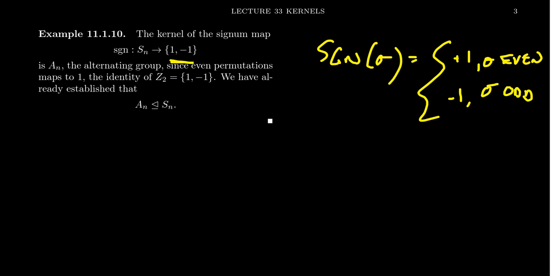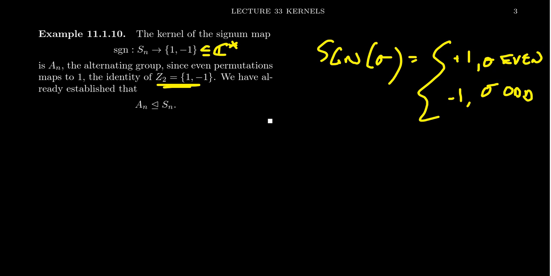And so remember this group, 1 and negative 1. This is just the group of second roots of unity inside of the complex numbers, viewed as a multiplicative subgroup of C star. We can identify this with the cyclic group of order 2, because there's just the two elements and it's a cyclic group, of course. But what would be the kernel of the signum map?